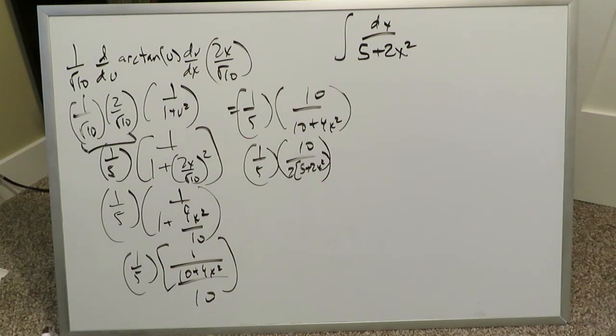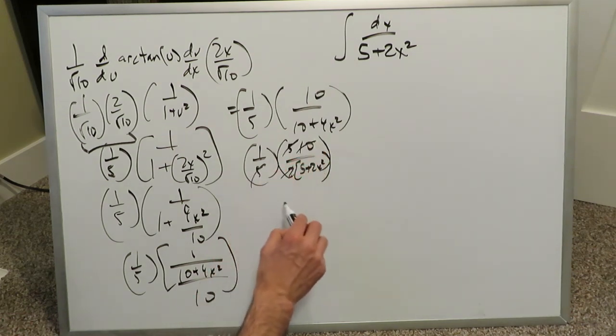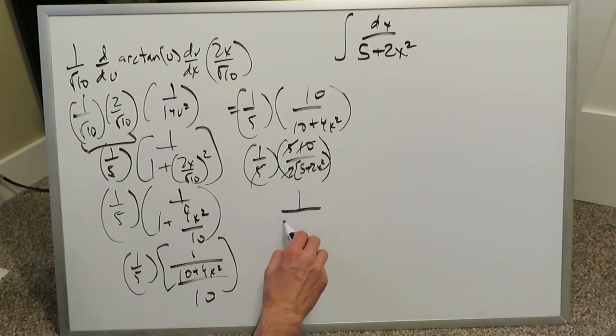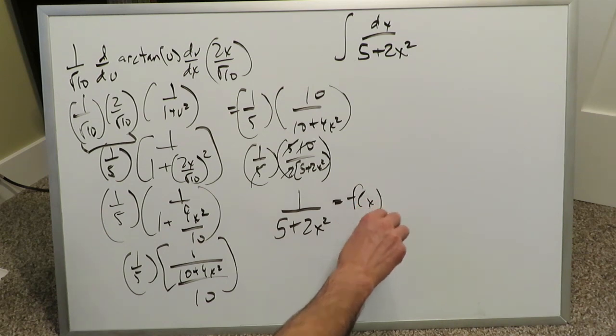Now all we have to do is just a bunch of cancellations. This 2 goes in 10 5 times, and this 5 cancels out with this. So we're ending up with just 1 over 5 plus 2x squared, which represented our original function. Alright, and then we're done.